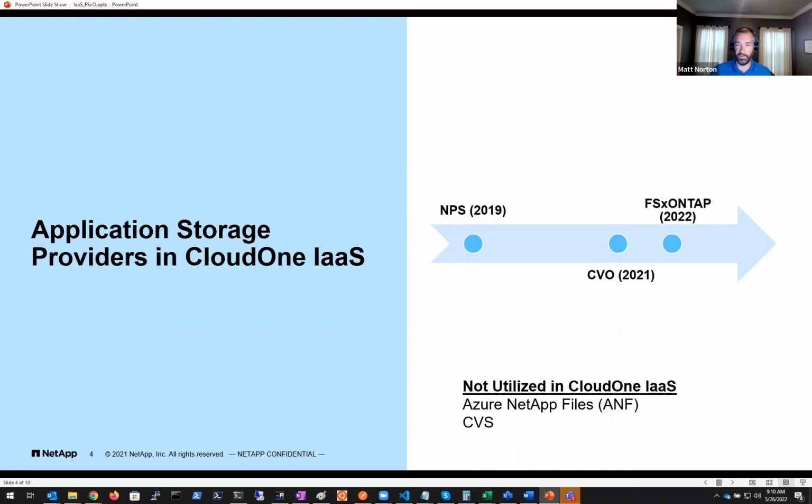Things you may have heard of that we're not currently using within our Cloud One hybrid cloud. Not to say we don't use them, because we do, but within Cloud One infrastructure as a service, we're not currently using Azure NetApp Files or CVS, which is just plain cloud volumes.